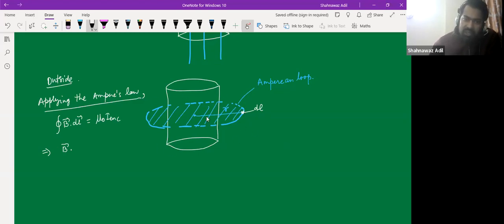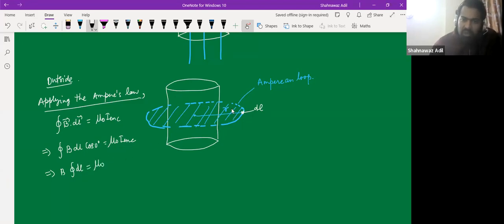And this magnetic field is tangential along that, so B and dl are at 0 degrees. The angle between them is 0 degrees. So B dot dl would be simply B dl cos 0 degrees, and this is mu naught I. So we can take out this B, and cos 0 is 1. So this is only the integral of dl, and this is mu naught.